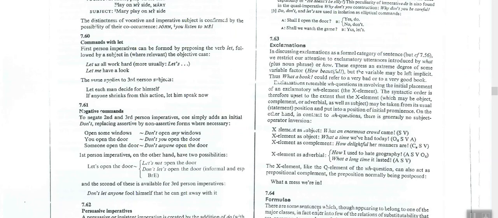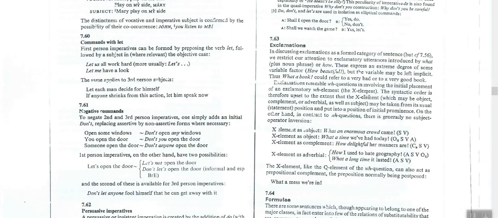Today I'm going to talk about exclamation, section 7.63. Okay? When we discuss exclamation as a formal category of a sentence, we restrict our attention to exclamatory utterances introduced by what plus noun phrase, or how. So usually when we want to use exclamation, we use what, how. What do they express? They express an extreme degree of some variable factor.